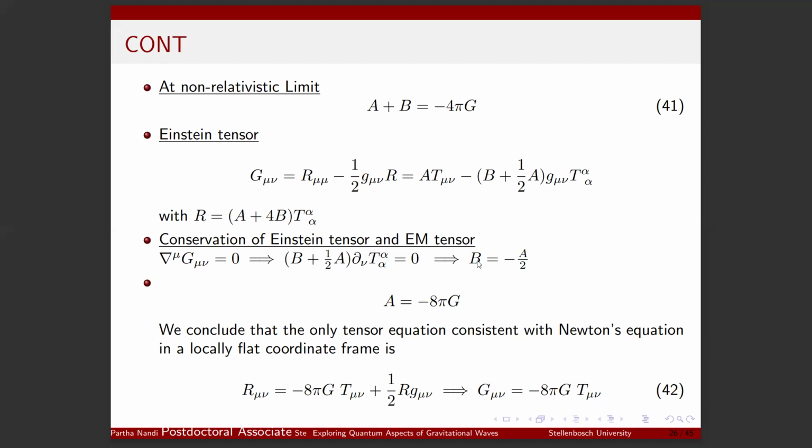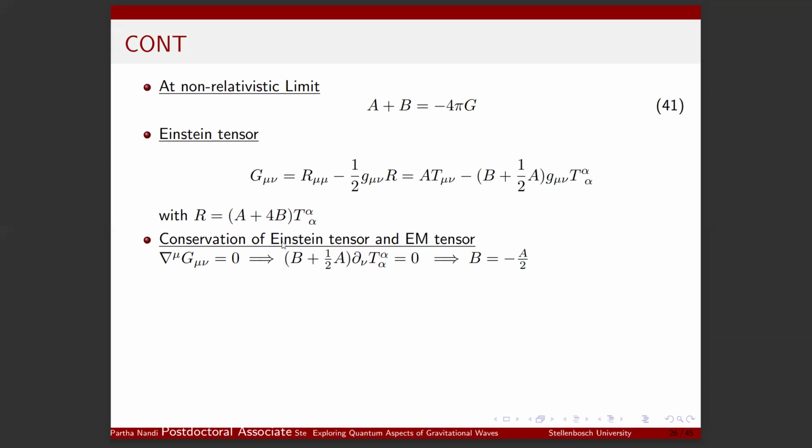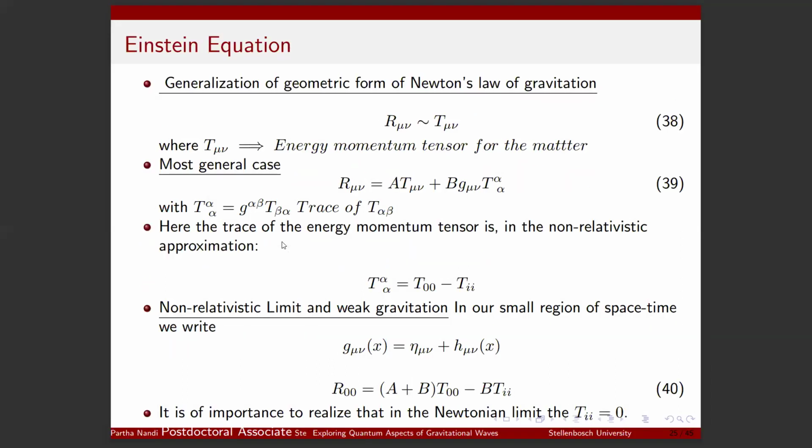So now we need to fix these arbitrary constants. These arbitrary constants are fixed by two consistency conditions. One is the non-relativistic limit, the other is the conservation of the Einstein tensor. Using these two conditions, one can fix the arbitrary constants A and B.